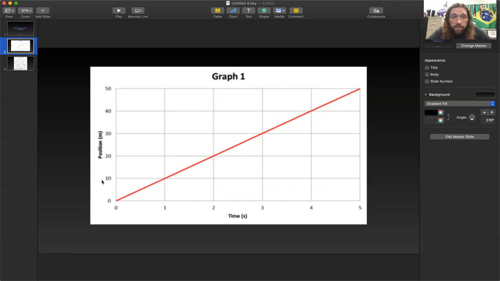You can do this if these numbers were different. I'm sorry, if this was 10 and this was 2, so it was every 2 seconds, well, then it would be 10 divided by 2, and that would be 5 meters per second. So you're simply dividing this number here by this number here, and that's how you get your rate. Now, this is also how you calculate the slope, but we don't need to get into that.